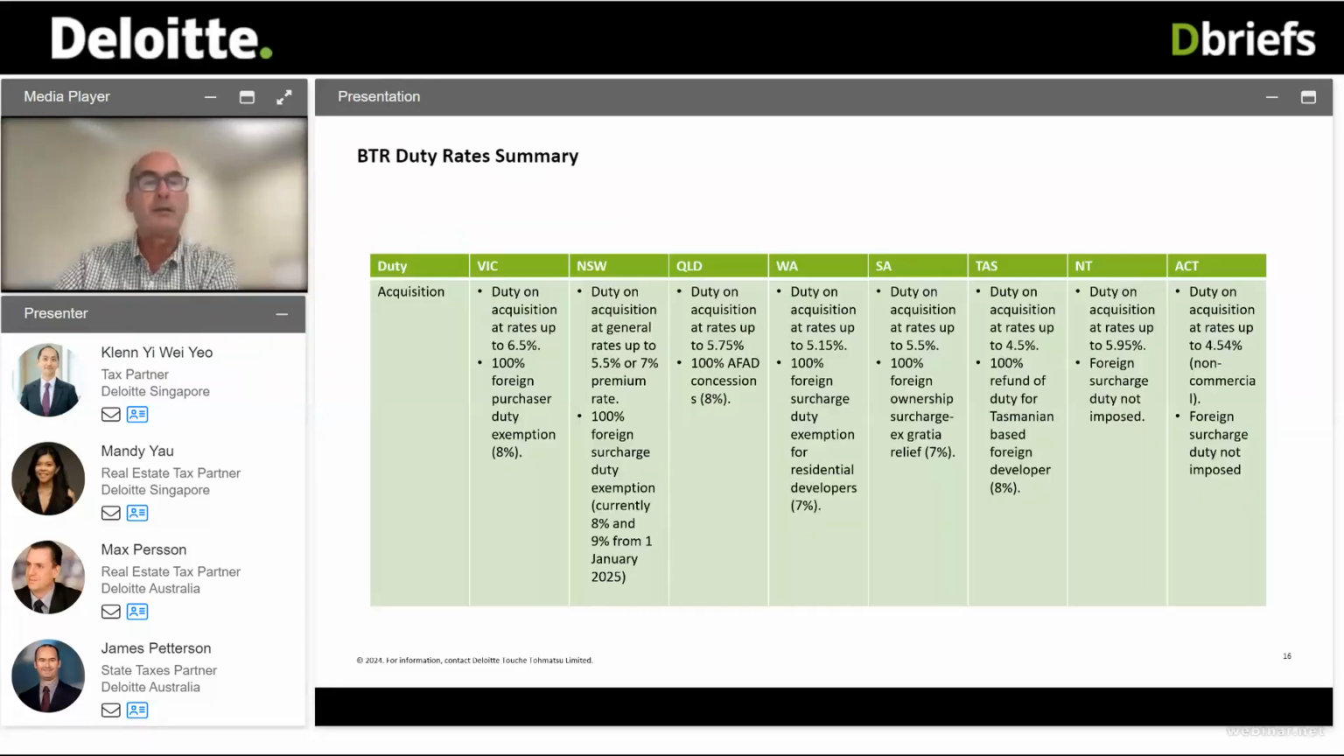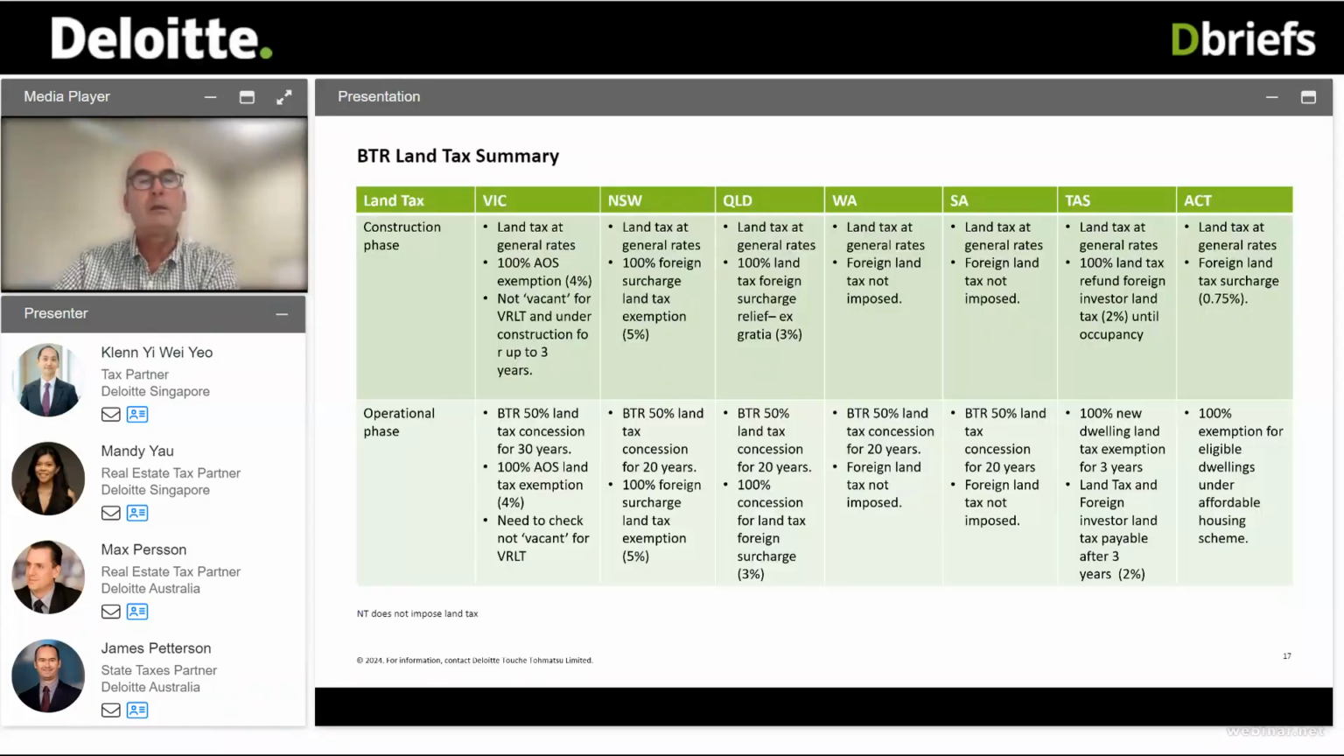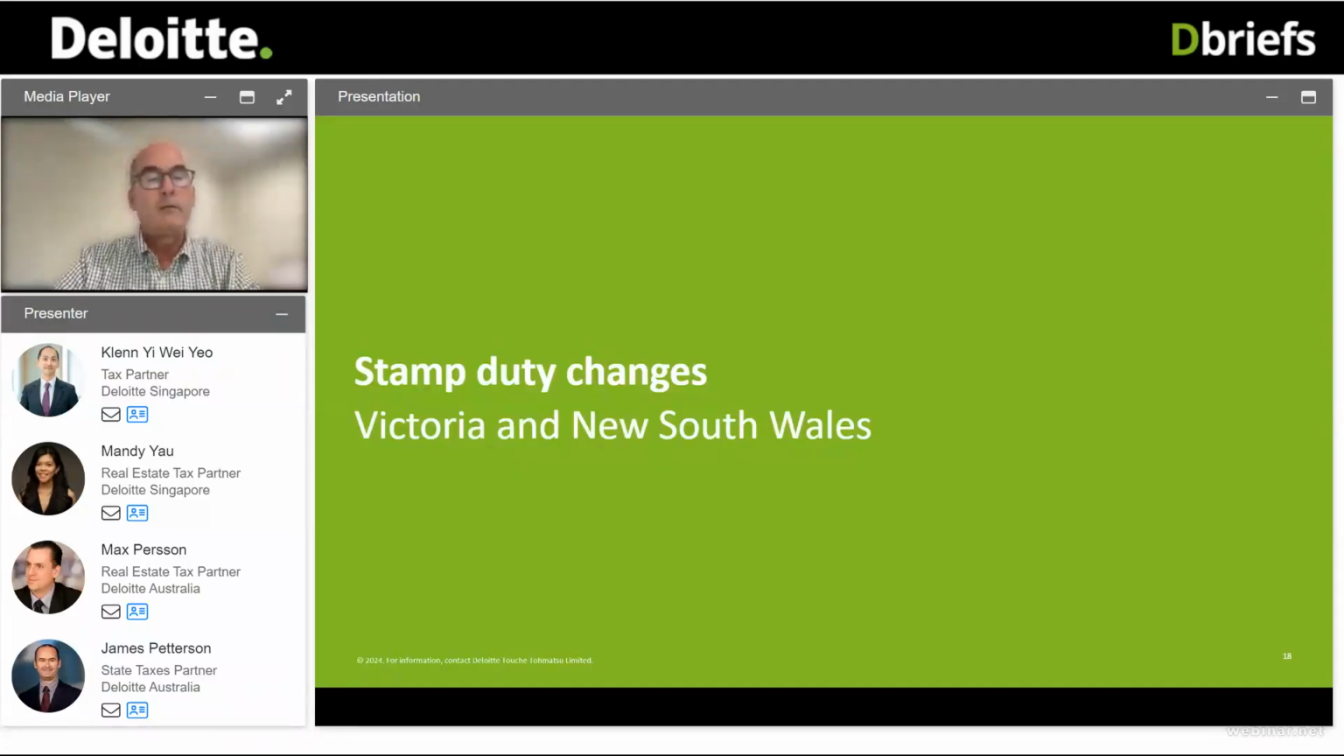If we go to the next slide, thank you. So this table here I won't run through, but basically summarises what the build to rent stamp duty concessions are in each of the jurisdictions. And the next slide, please. This table summarises the land tax concessions, both during the construction phase and then during the operation phase of a development.